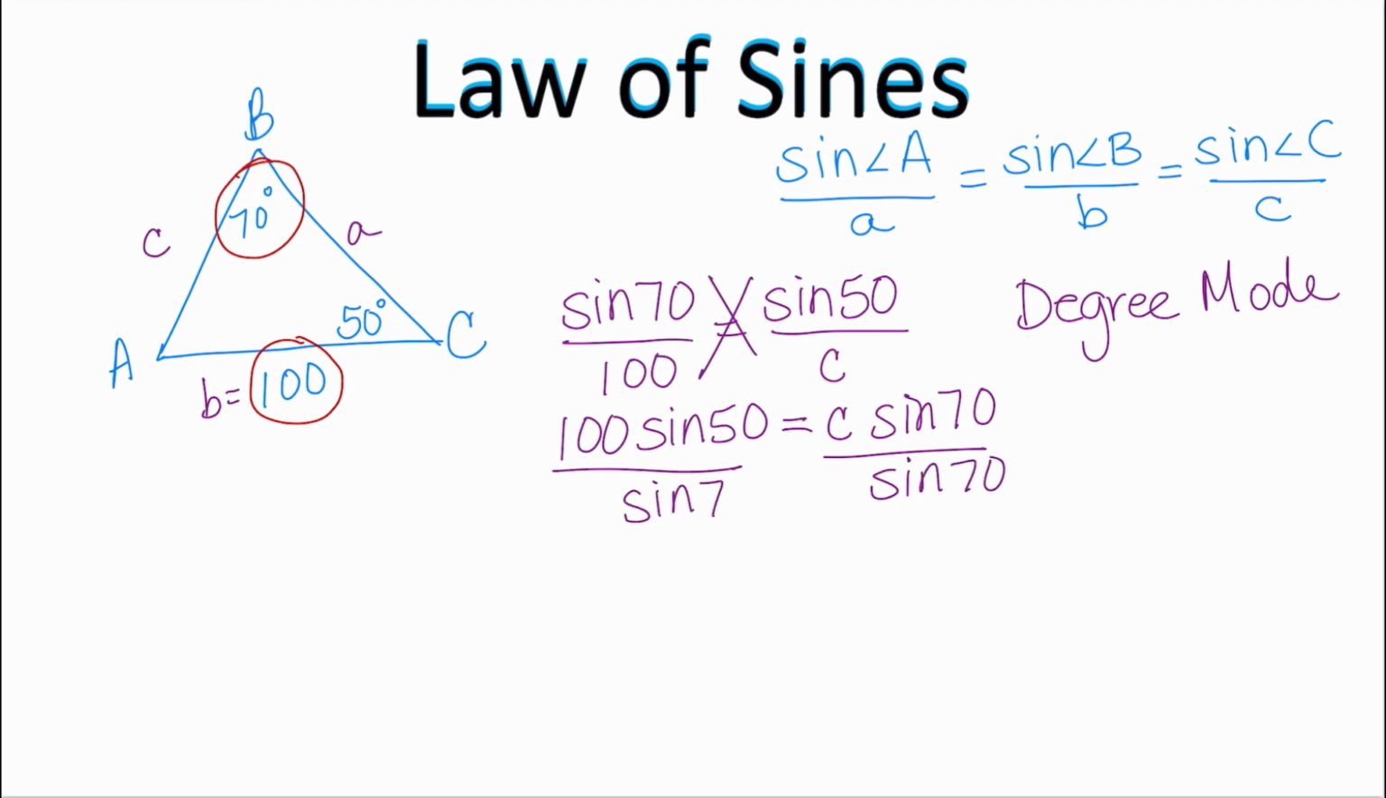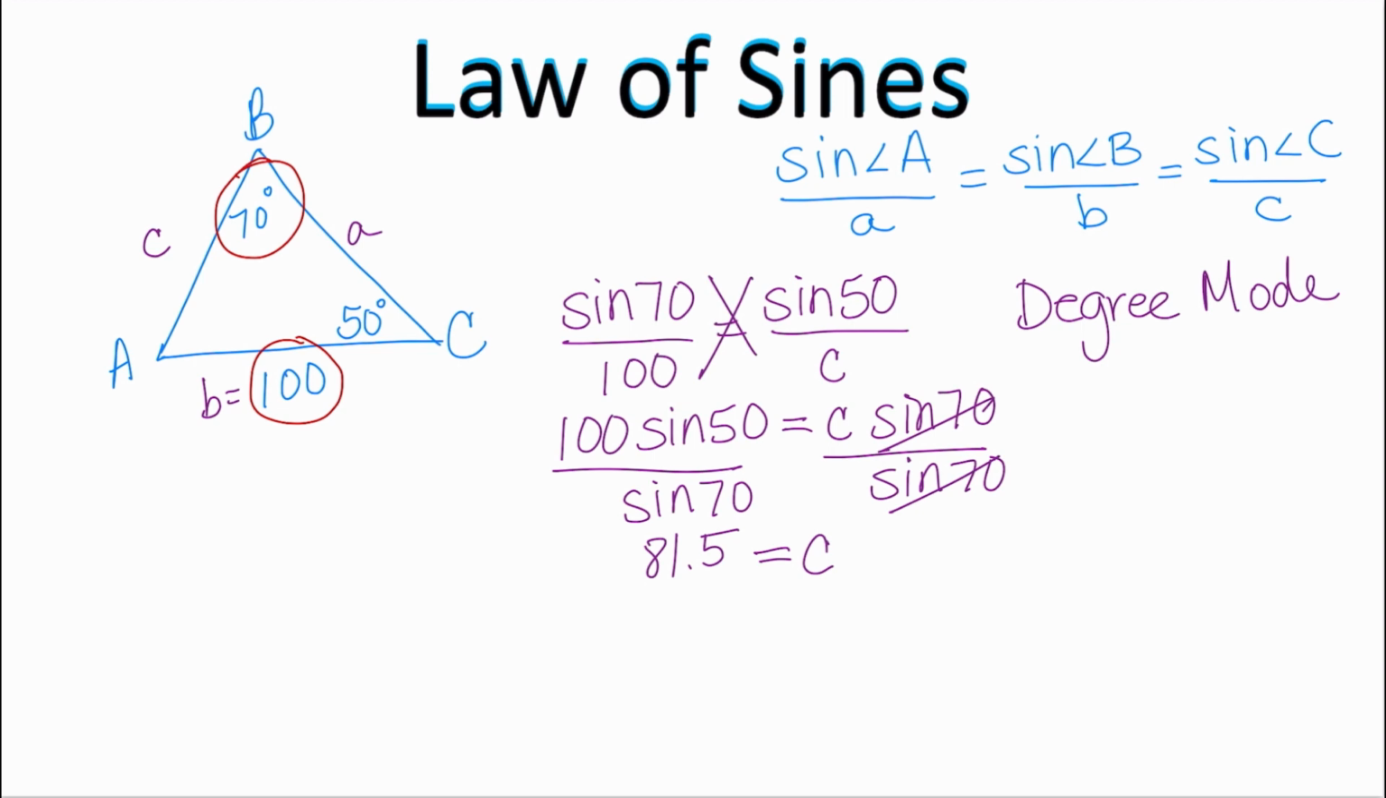Now all of this is going to go into your calculator. When you put this into your calculator, pay attention to whether or not your calculator opens a parentheses before the 50 when you enter sine. You want to make sure you close that parentheses, otherwise you're going to get the wrong answer. So after you cross multiply and divide, you're going to get that little c is 81.5.